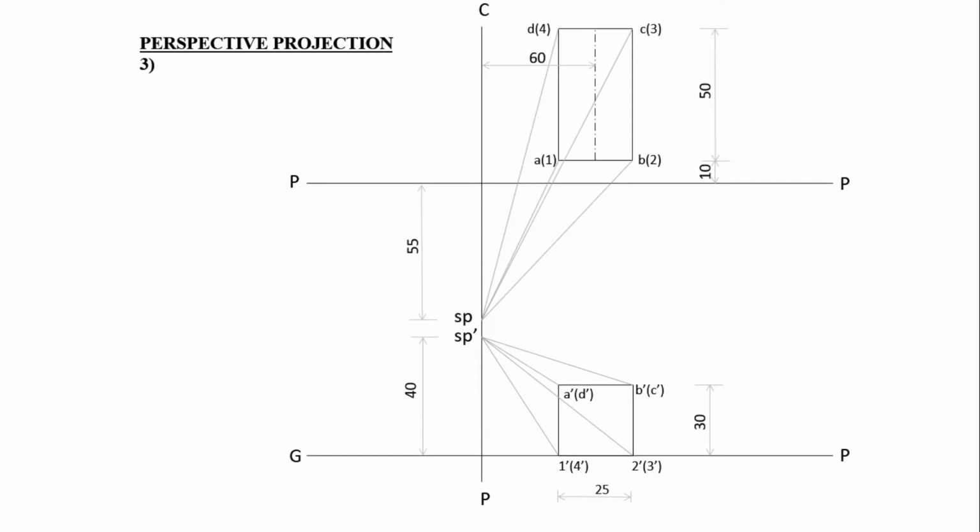So actually it is a rectangular shape representing 25 by 30 millimeter side. So to all the four corners of the rectangular shape, we draw the visual rays in the front view also.